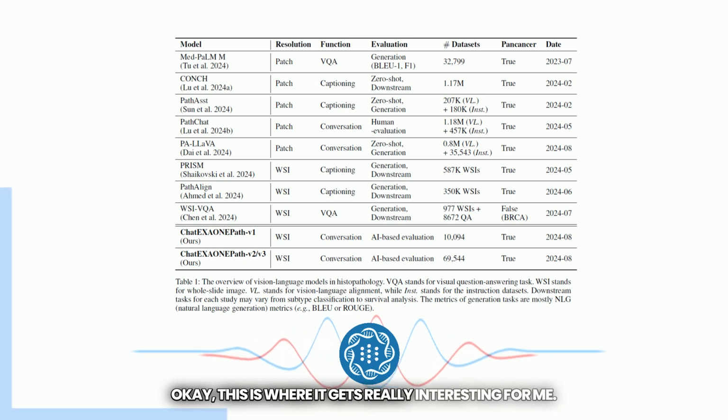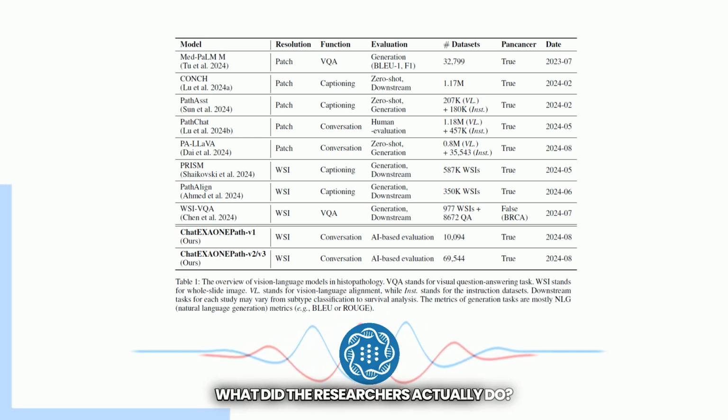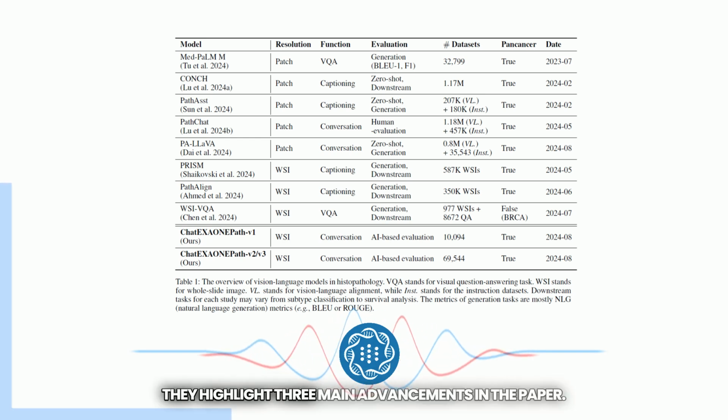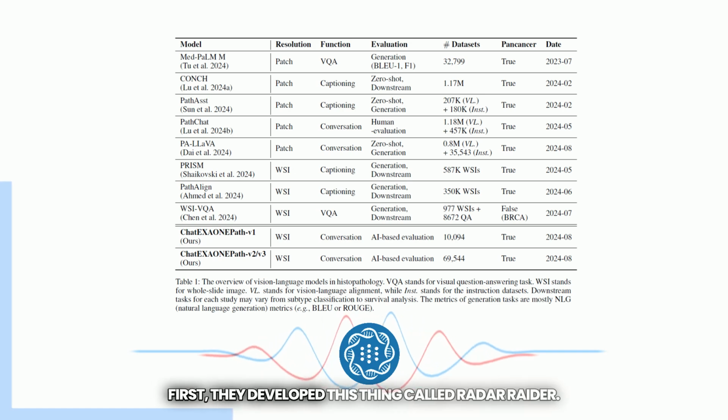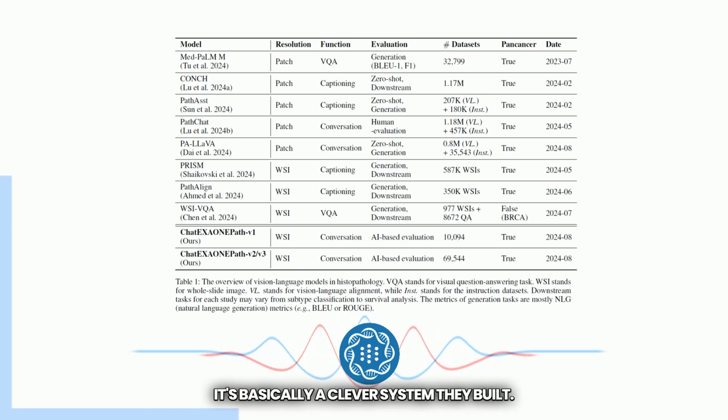Okay, this is where it gets really interesting for me. What are the core innovations here? What did the researchers actually do? They highlight three main advancements in the paper. First, they developed this thing called RADAR. RADAR, like an acronym? Yep. It stands for Retrieval-Based Data Generation Pipeline. It's basically a clever system they built. Okay, what does this do?